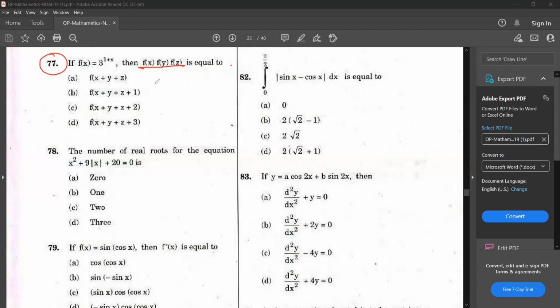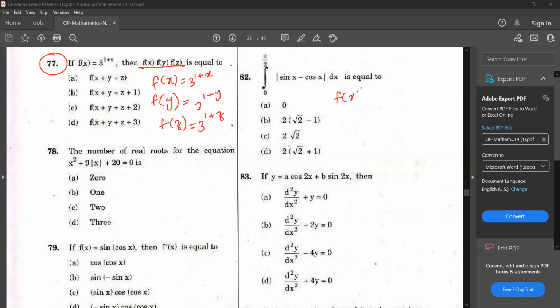Okay, have you got the answer? So they have given f of x is equal to 3 raised to 1 plus x, isn't it? Then what is f of y? F of y is 3 raised to 1 plus y. What is f of z? F of z is 3 raised to 1 plus z. Okay. So f of x into f of y into f of z.